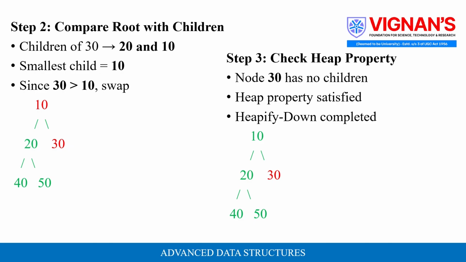Step 3. Check heap property. Node 30 has no children. Therefore, the min-heap property is satisfied. The heapify down operation is completed. The final min-heap has 10 as the root, with 20 and 30 as its children.